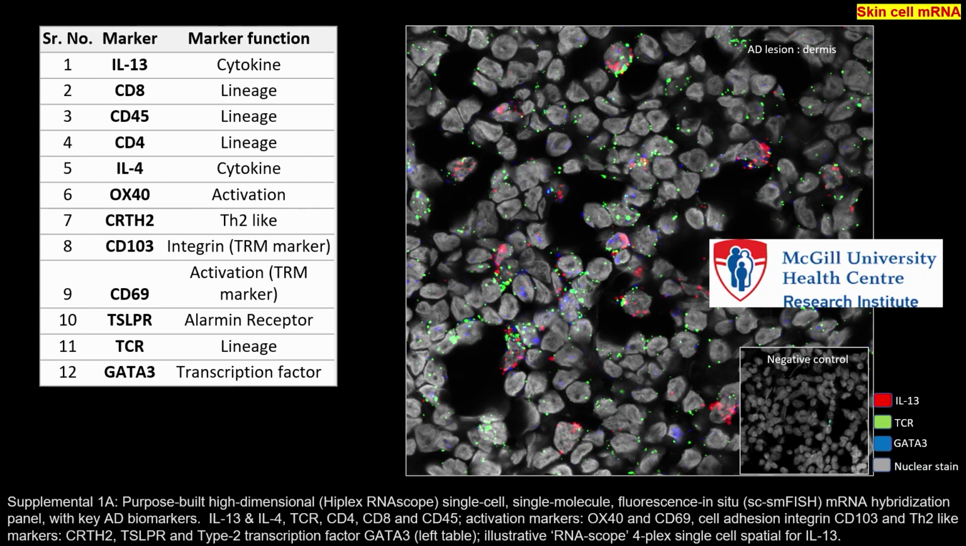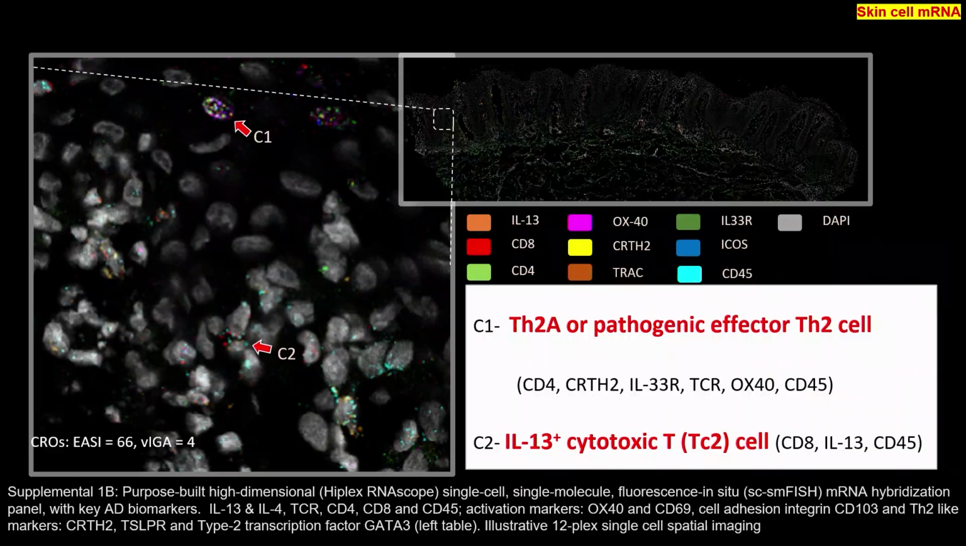We're using this technique, RNAscope in situ, and we've shown you here the panel that we used to test some of our hypotheses about these atypical cells, looking at, of course, our cytokines of interest, but also some general lineage markers, as well as OX40 as a favored activation marker and co-stimulatory receptor that's now druggable, as well as CRTH2 and our tissue-resident memory T cells, and these markers of pathogenic effector cells or innate lymphoid cells for some, the TSLPR, as well as the GATA3 transcription factor.